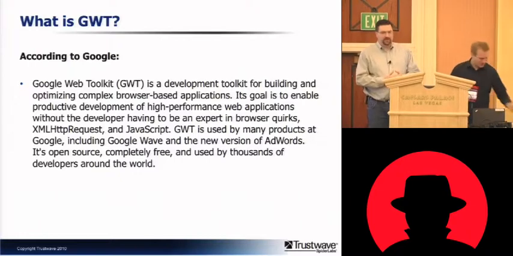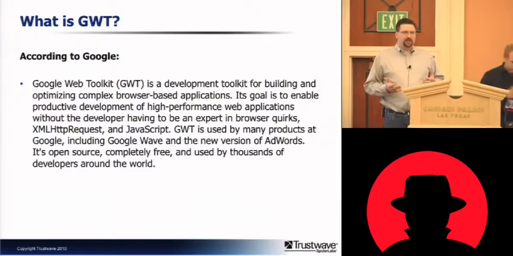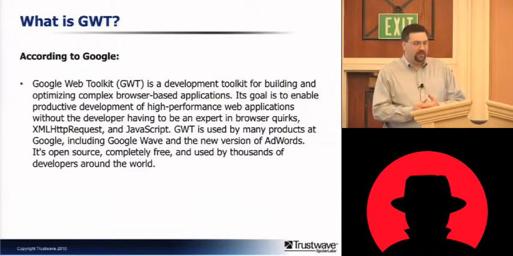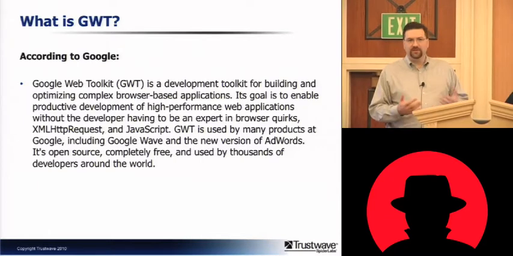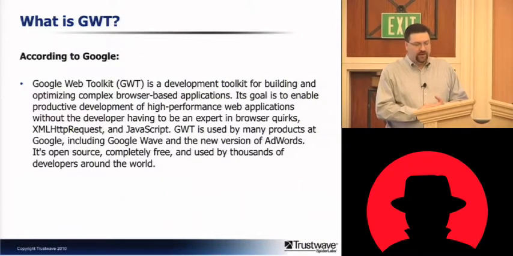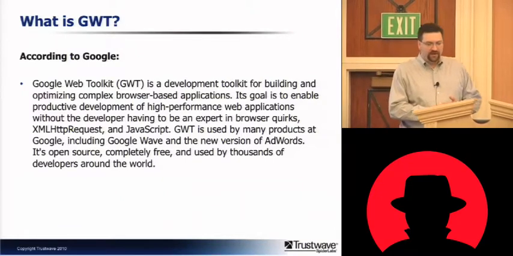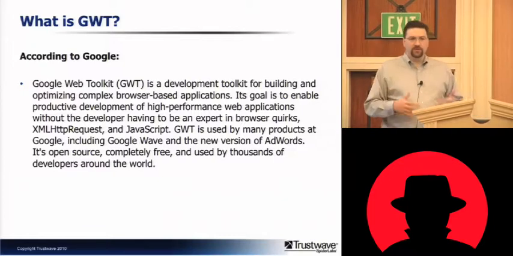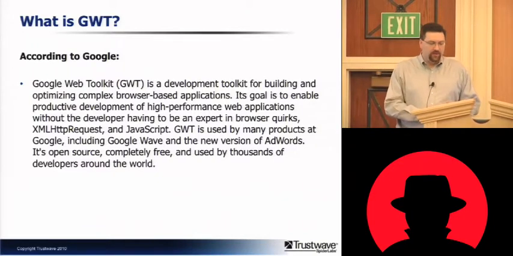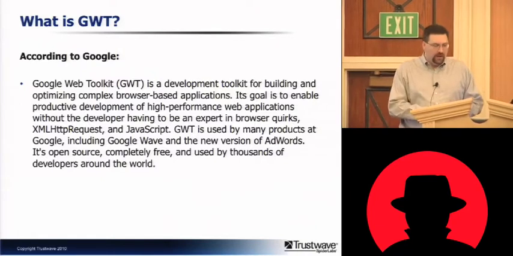Google released GWT in May of 2006. Probably best described as a rich internet application framework. Adobe Flex and Microsoft Silverlight are examples of other products in the space. Google uses the product for their Google Wave site, also for the new AdWords interface. But they also made it open source so that anyone can download it and create their own applications with it. There's a fair amount of third-party library support for it.